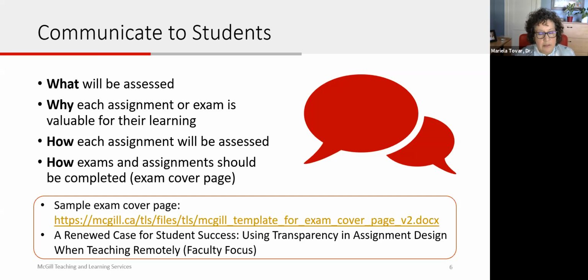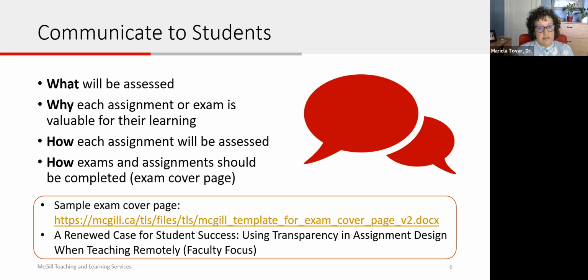I just want to point out, in terms of communication to students, that these are good practices regardless of whether there is a remote environment or not. These are good practices to have in a face-to-face environment. They just happen to contribute to academic integrity as well.